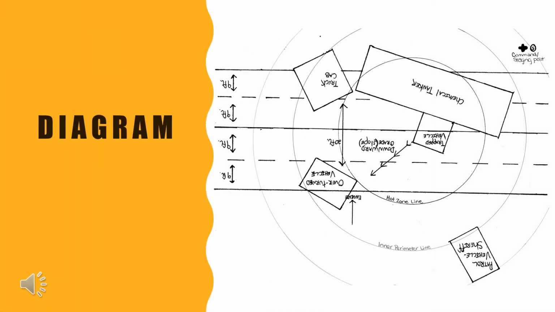Here is the diagram that I was talking about earlier. So you've got your downward slope. You can see the hot zone line. You can see the inner perimeter. Unfortunately, my scanner did cut off where I put the outer perimeter, right there on the bottom. The patrol vehicle where the sheriff's at shouldn't have been there, so that should be out of the picture. And you want your command post in that top right corner, along with your staging post.